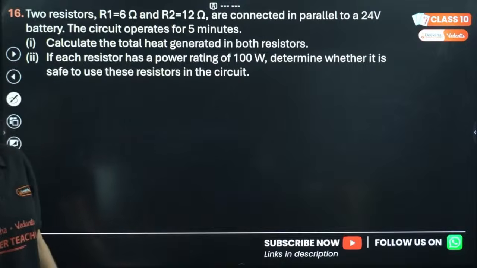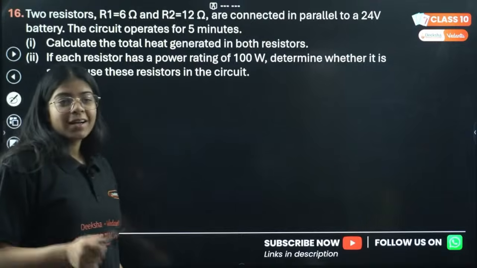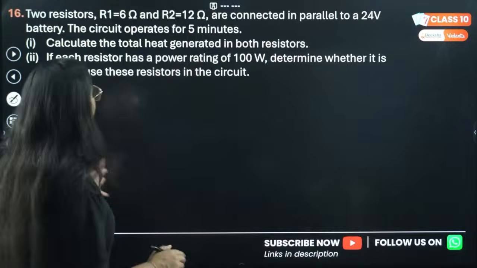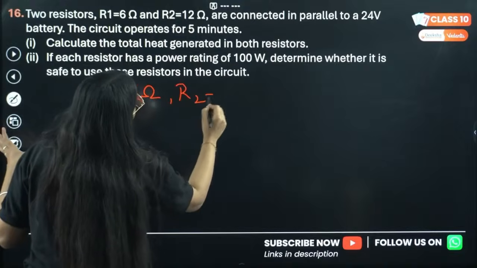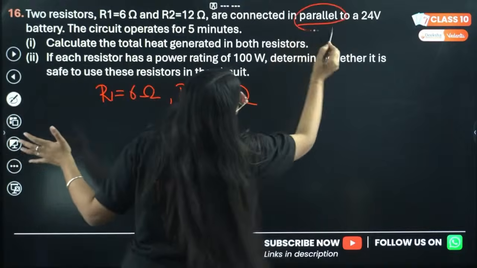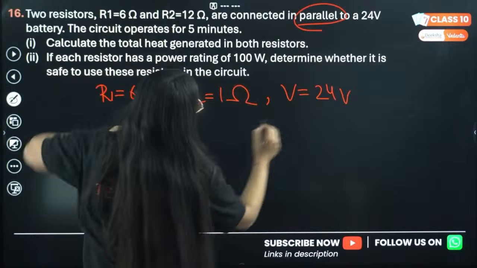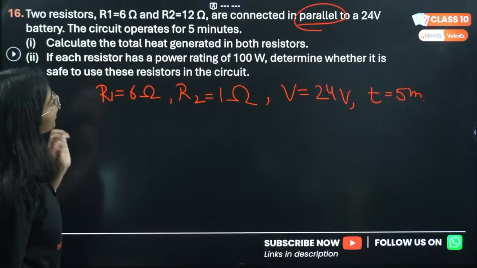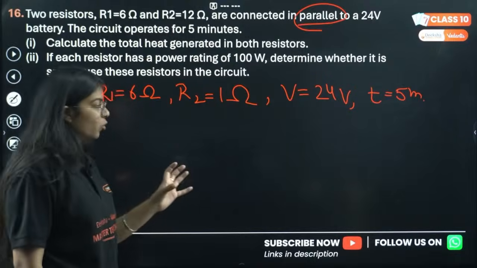That says two resistors R1 equals 6 ohm and R2 equals 12 ohm are connected in parallel to a 24 volt battery. The circuit operates for 5 minutes. What they are given is, we have R1 as 6 ohm, we have R2 as 12 ohm. They are connected in parallel to a battery of 24 volt. The circuit operates for 5 minutes. Calculate the total heat generated in both resistors. So, we need to calculate the total heat that is generated in both resistors.